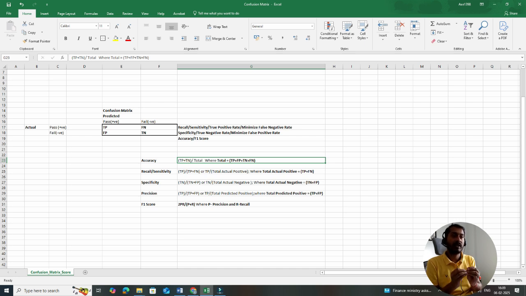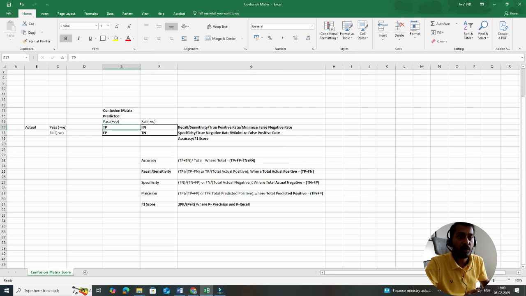Okay, how accurate my model is would be calculated based on this: true positive plus true negative, divided by the whole values, like true positive plus false positive plus false negative plus true negative. So this is how you can calculate the accuracy.